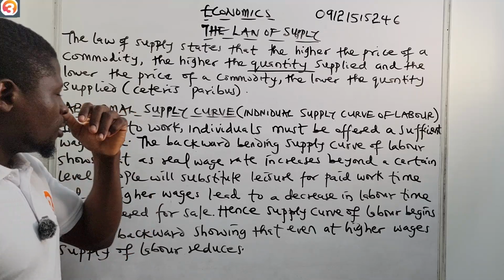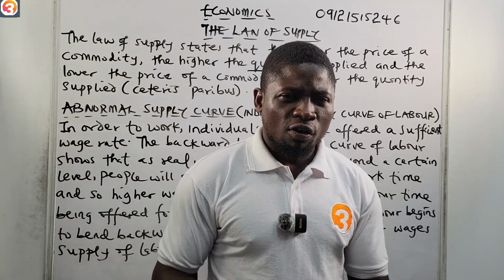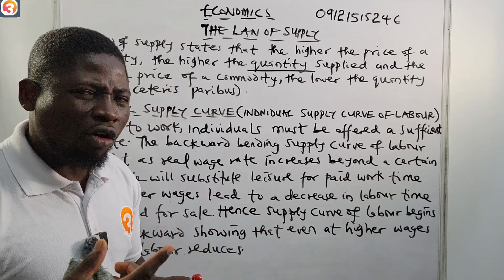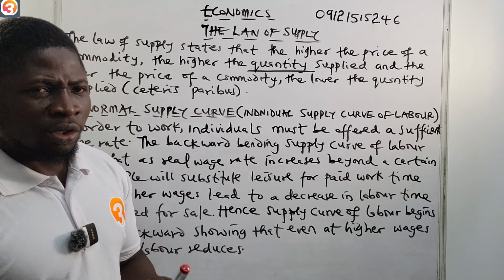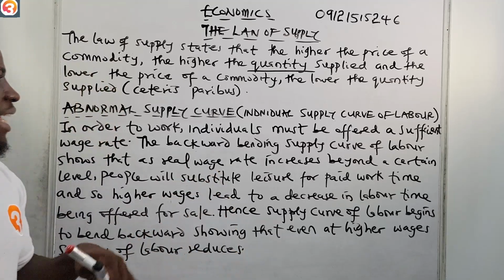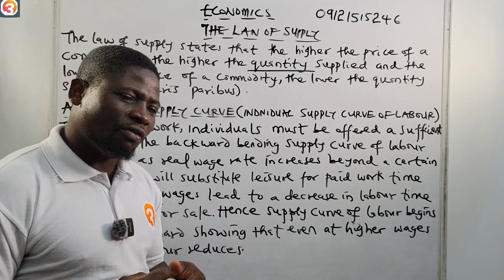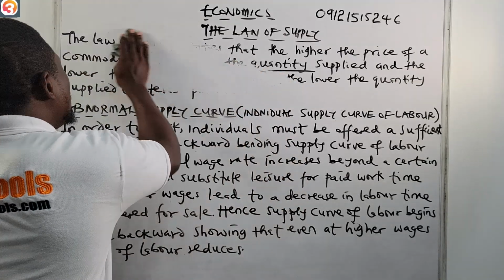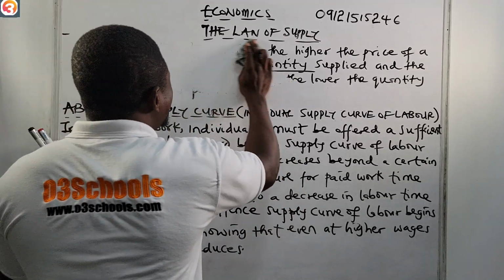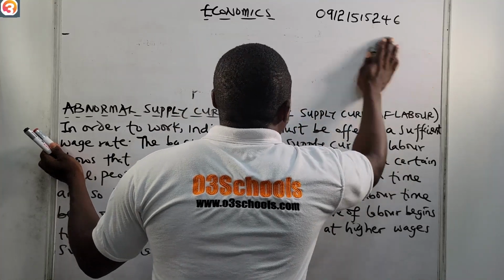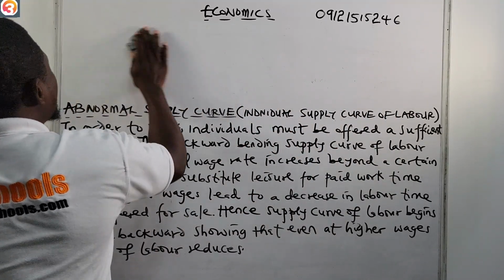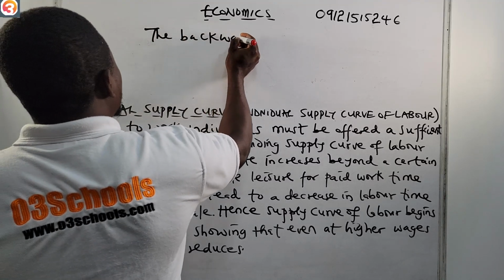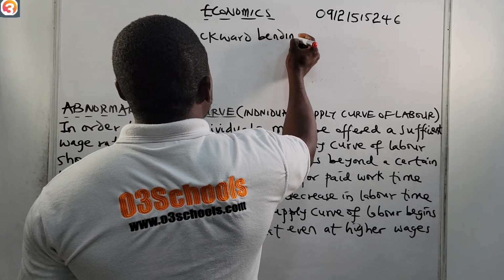Now that will take us to the abnormal supply curve, the one we call the backward bending supply curve of labor. For us to understand the abnormal supply curve, the backward bending supply curve of labor, let me put that down.